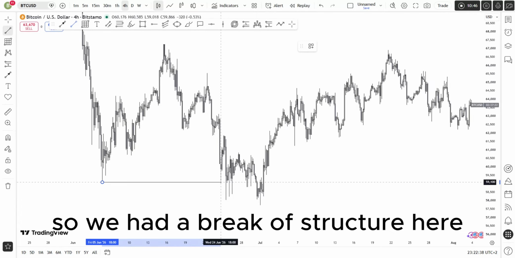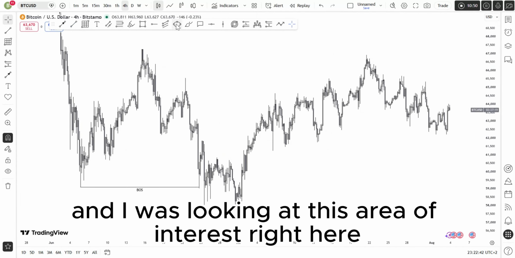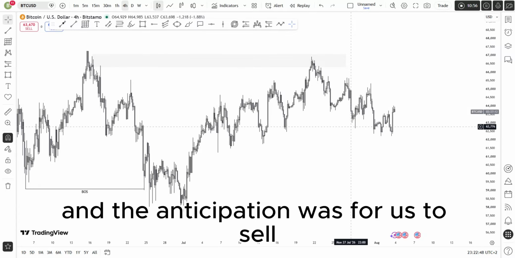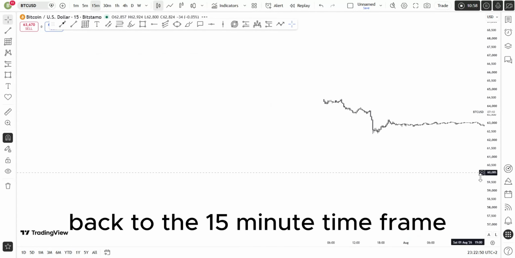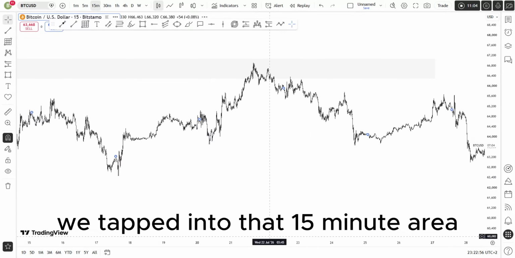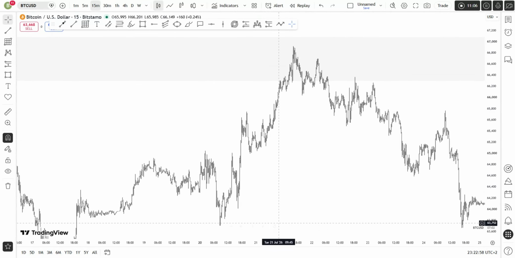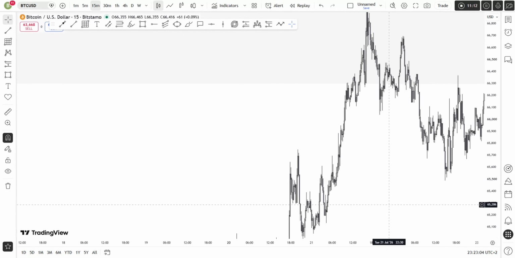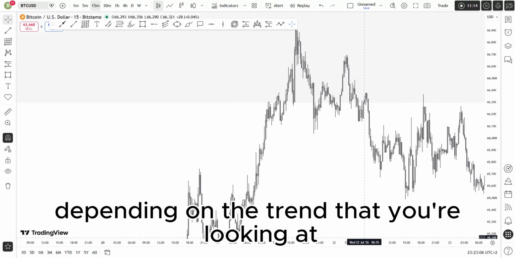So we had a break of structure here, and I was looking at this area of interest right here, and the anticipation was for us to sell back to the 15-minute time frame. Then you can clearly see that we tapped into that 15-minute area. Confirmations are always there. Sometimes you will not get any confirmation. The market will just push to the upside or downside depending on the trend that you're looking at.